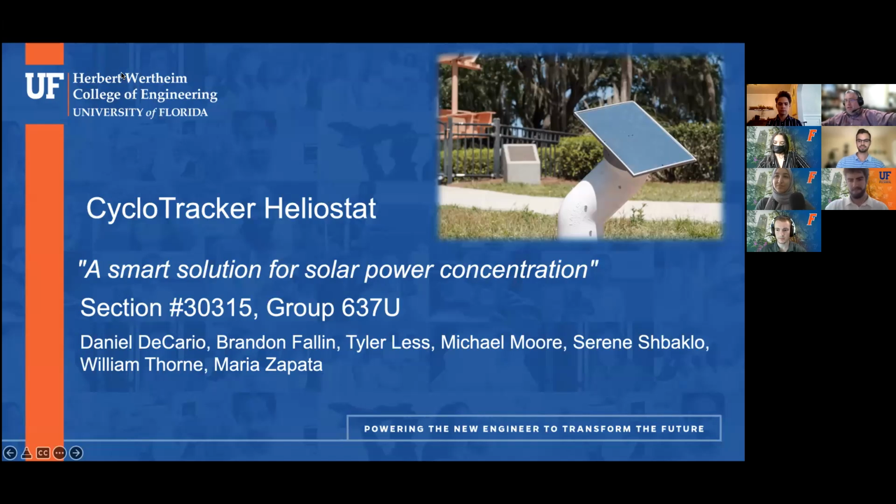All right, so let me turn the floor over to group 637U to describe the CycloTracker Heliostat. All right, hello everyone. As was said previously, we are group 637U, the team Dyson Sphere, and our heliostat is called the CycloTracker heliostat. Next slide, please.